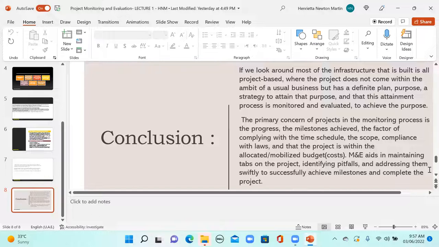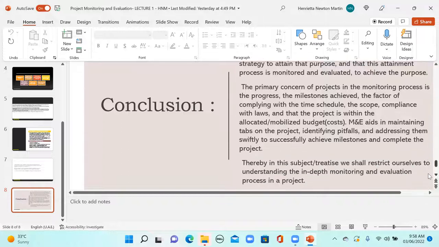Next, whether the project is within the allocated or mobilized budget is also something that will be monitored as the project is ongoing. So M&E, that is monitoring and evaluation, aids in maintaining tabs on the project, that is, maintaining checks on the project, and identifying pitfalls, any problems or glitches that may be there, and addressing them swiftly to successfully achieve milestones and complete the project. That is the purpose of monitoring and evaluation.